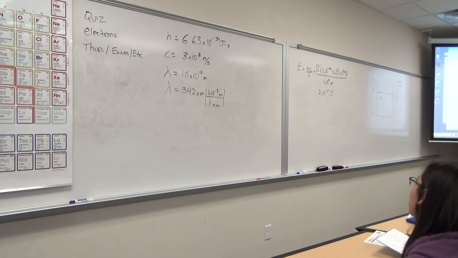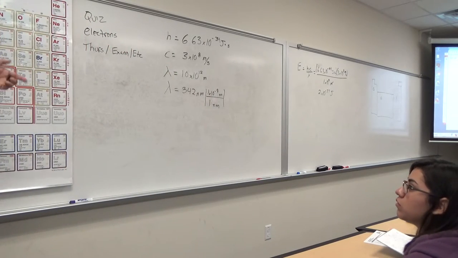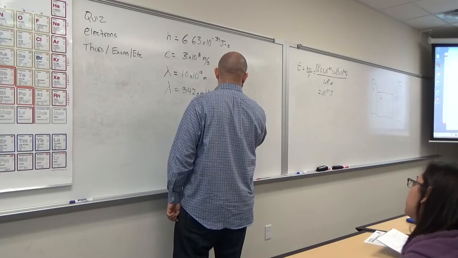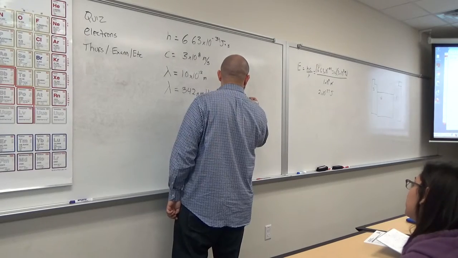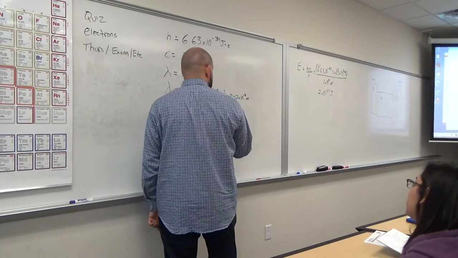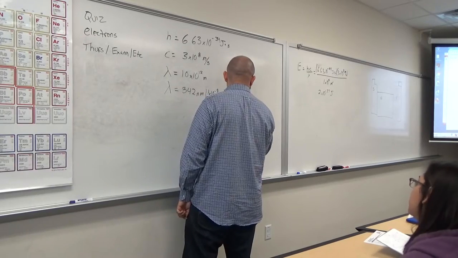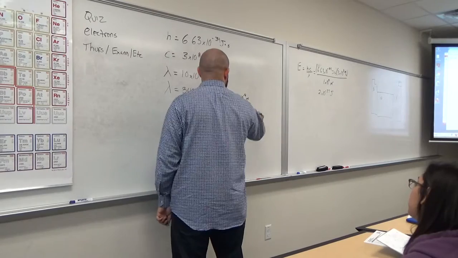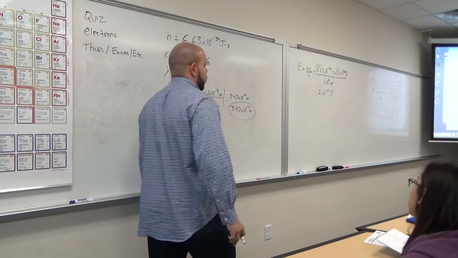Those of you all who are still not comfortable, we're still going to keep doing conversions of these units. So this would be 342 times 10 to the negative 9 meters, which needs to be 3.42 times 10 to the negative 7 meters. You can plug this value into the equation.